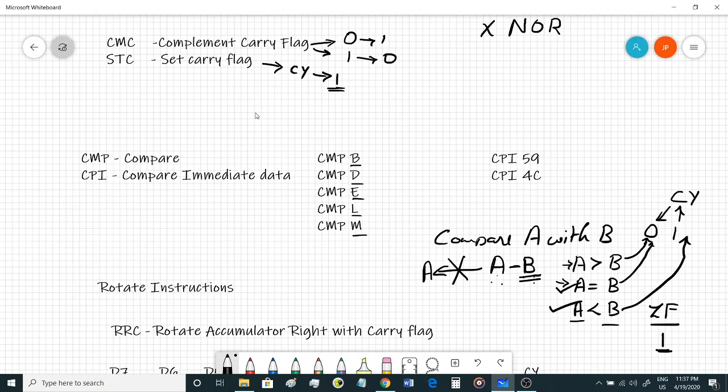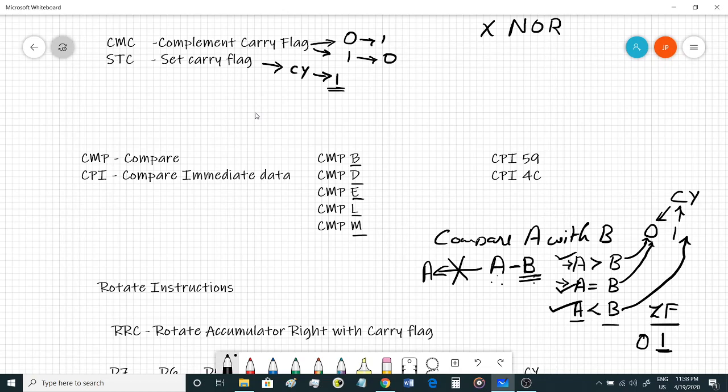Only if A is equal to B will A minus B result in 0, and if 0 is the result, then the zero flag will be set to 1. So if you check the zero flag, you will be able to figure out whether you have ended up with this condition, A is equal to B. Now if the carry flag is 0 as well as the zero flag is also 0, definitely A is greater than B. That is the last condition that you have. So I hope that is clear.